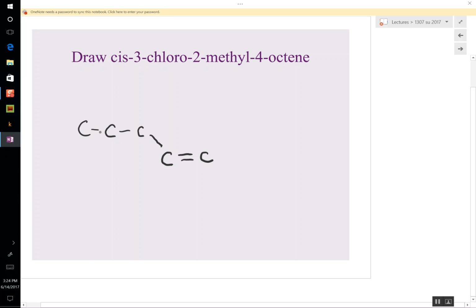I'm going to put 3 carbons going off that way, and the 4th carbon I get to a double bond. The 5th carbon is my double bond, and since it says cis, I'm going to go off of this side. 1, 2, 3, 4, 5, 6, 7, 8. There's my cis-4-octene. All right, so now let's put a line here. Now I need a 3-chloro. 1, 2, 3. There's a chloro group right there. There is a methyl group right there.